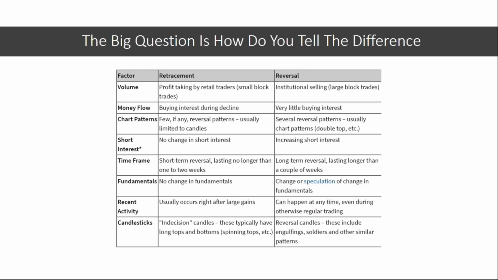Now, when you have a retracement, there are fewer reversal patterns. Usually they're limited to candles, because nobody can really tell you this while it is taking place. Now, regarding the time frame, short-term reversals last no longer than, if you're looking at a one-day chart, 1 to 2 weeks. Now, most of us are short-term traders. We're trading to get in and out of the market in one day. So you have to apply that.